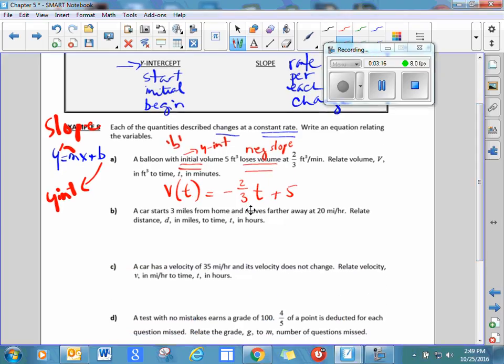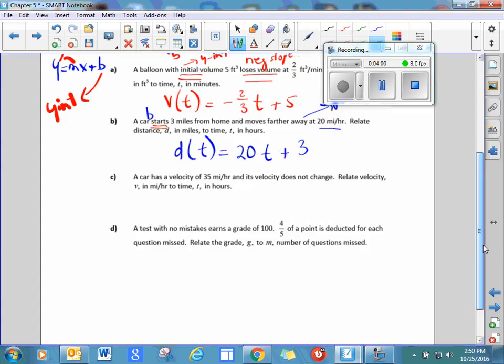A car starting 3 miles from home. So there is your y-intercept. There's your b. Starts 3 miles from home and moves further away at 20 miles per hour. So this is a positive slope. He's just moving away from his starting point. And there's your rate, 20 miles per hour. So our distance is a function of time. And the rate is 20. The slope is 20t. And we're starting at 3 on the y-axis.